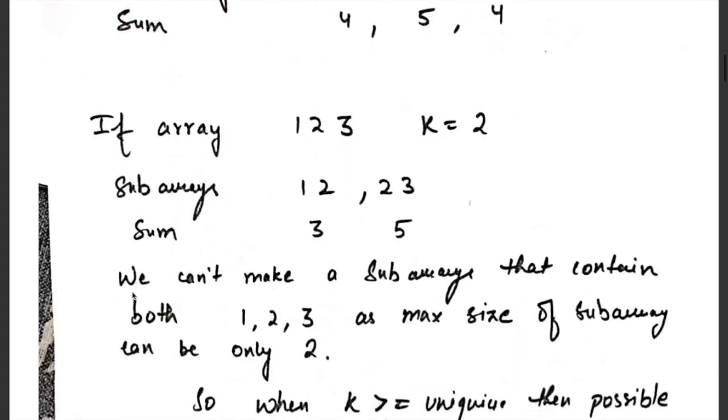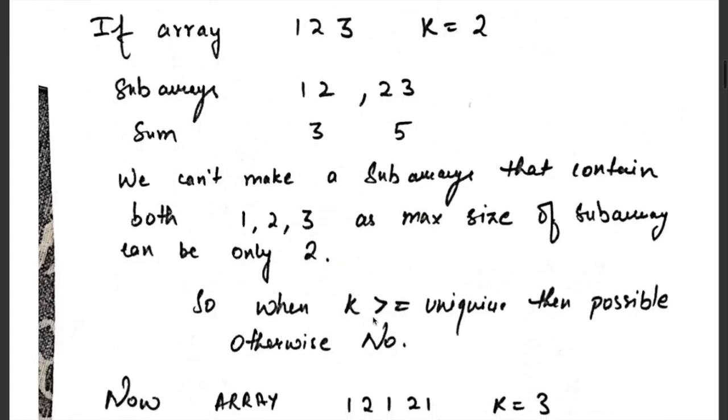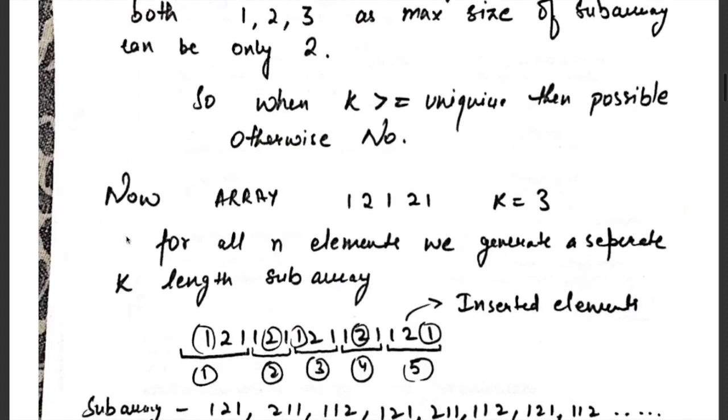So we have concluded that we can't make a sub-array that contains all of 1, 2, 3, as the max size of the sub-array can be only 2. So when our k is greater than or equal to the number of unique elements present in this array, then we can construct our answer. Otherwise we cannot construct our answer. Now if we take the array 1, 2, 1, 2, 1 with k equals 3, how do we generate a general solution for this array?